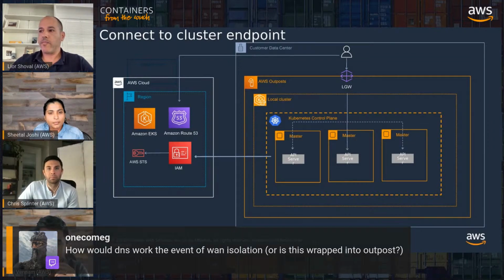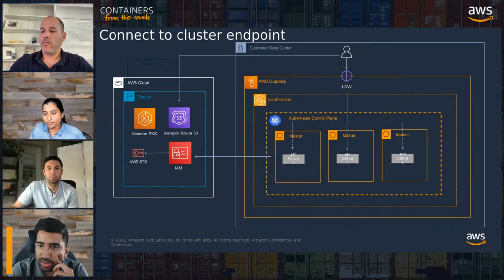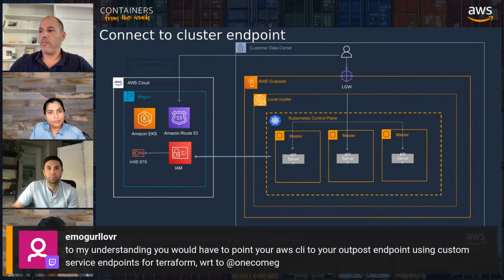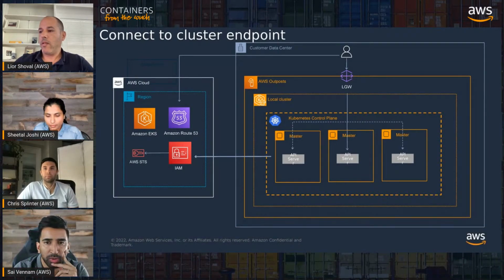Right, and this might be a good time to quickly talk about how that connection to the cluster endpoint actually occurs. So a couple of questions about this pop up in the chat. There was a question around, or rather a comment answer to a question about pointing your AWS CLI to your Outpost endpoint using custom service endpoints. Lior, do you want to quickly walk through that flow of how that endpoint is resolved in this connected scenario using Route 53?